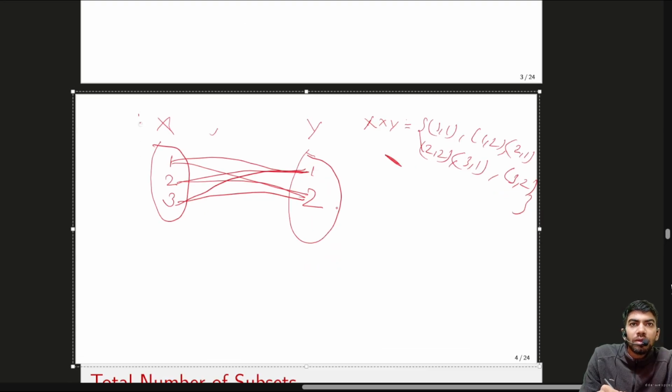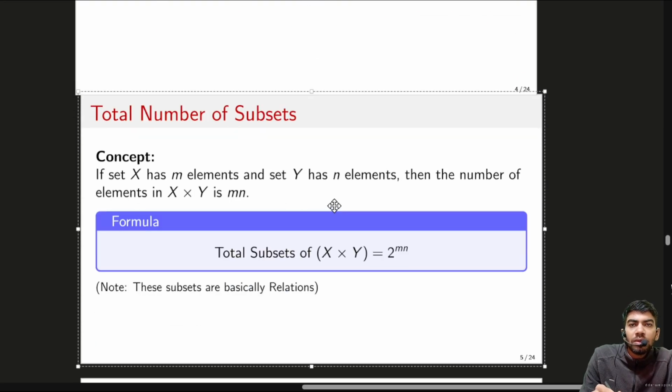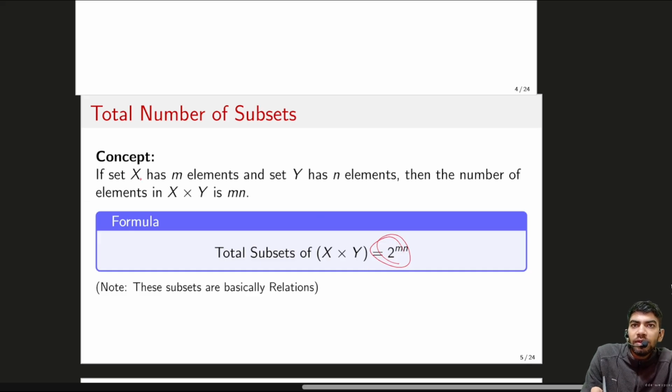So now if I find the number of subsets of X cross Y, the general formula for finding the subsets of X cross Y is 2 to the power mn. If the set X has m elements and the set Y has n elements, then the number of elements in X cross Y is mn.